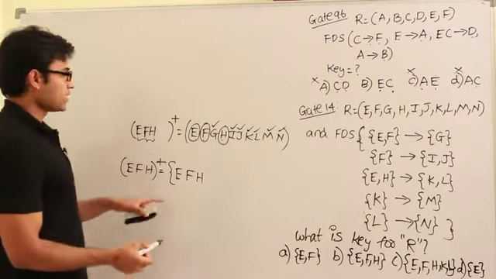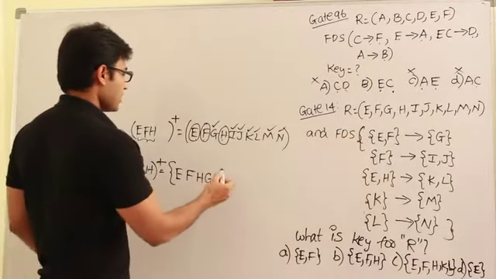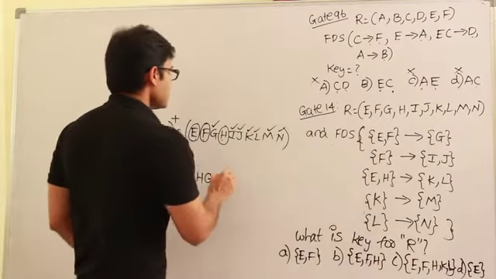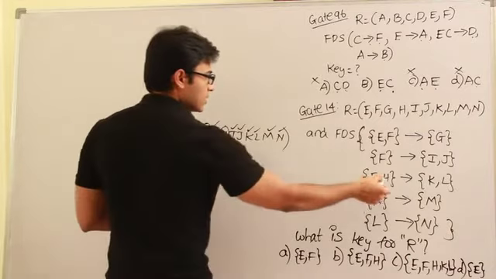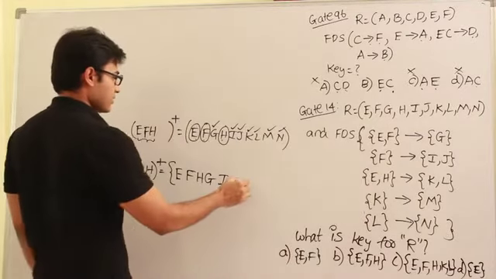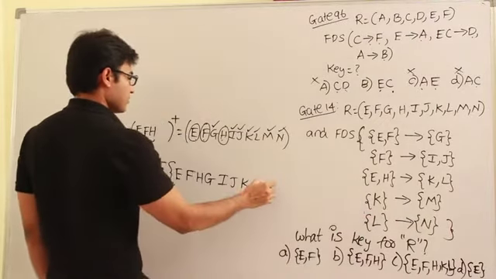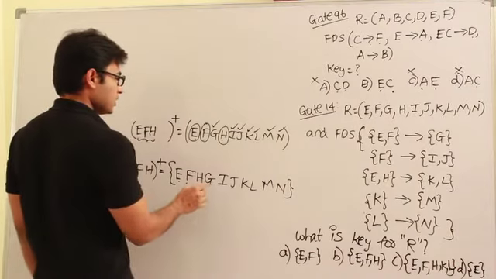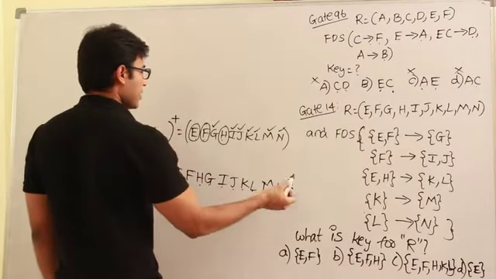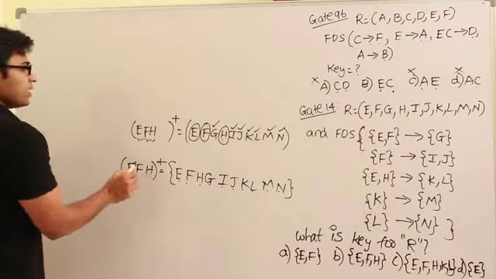Therefore, what are the remaining things that I can get? By getting E and F I can get G, isn't it? And by getting F I can get I and J, right? And by getting E and H I can get K and L, right? And by getting K and L I can get M and N, isn't it? Therefore I think I got everything: E, F, G, H, I, J, K, L, M, N. I got everything. So this E, F, H is a key, right?